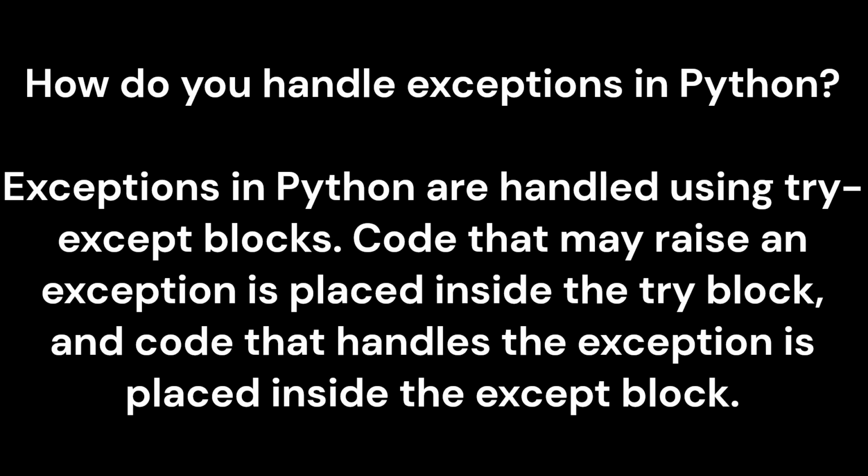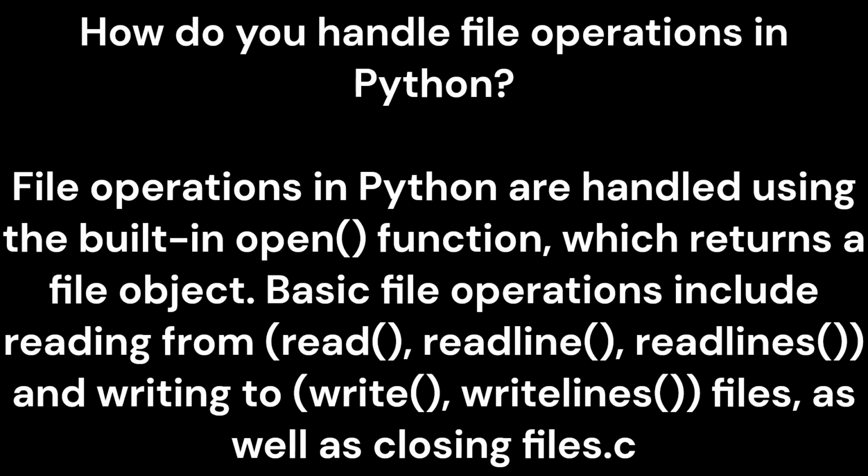Exceptions in Python are handled using try-except blocks. Code that may raise an exception is placed inside the try block, and code that handles the exception is placed inside the except block. How do you handle file operations in Python?